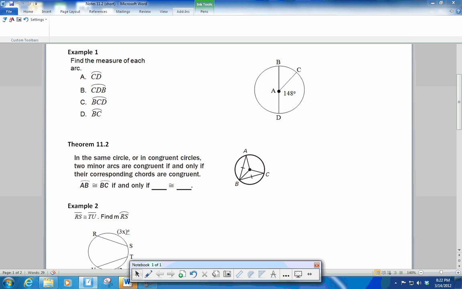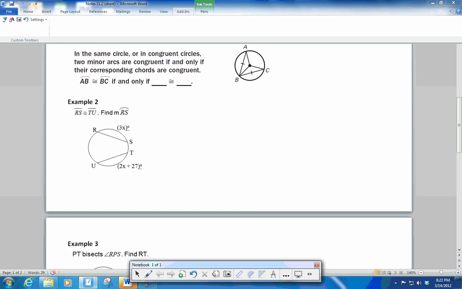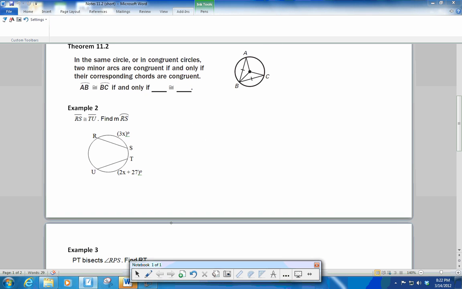Let's move on to our next theorem. Our theorem says in the same circle or in congruent circles, two minor arcs are congruent if and only if their corresponding chords are congruent.